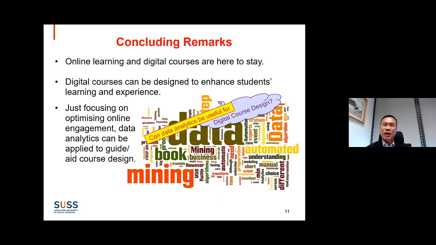So something to think about. And what I've shared over the last 20 minutes just now is just an example of what we have done in SUS to try to understand online engagement, to try to look at the antecedents and the consequence. And we are going very much into this very seriously this year.